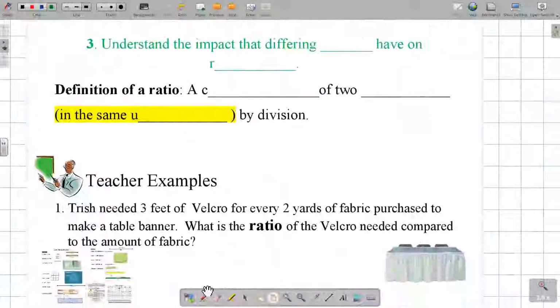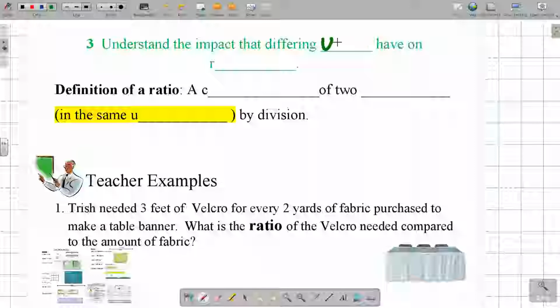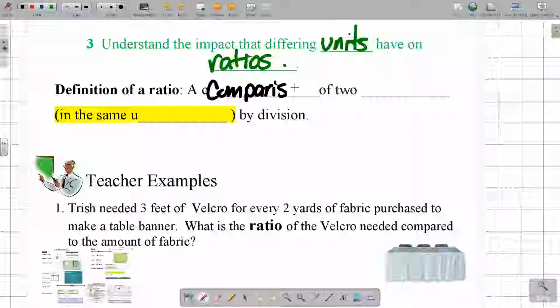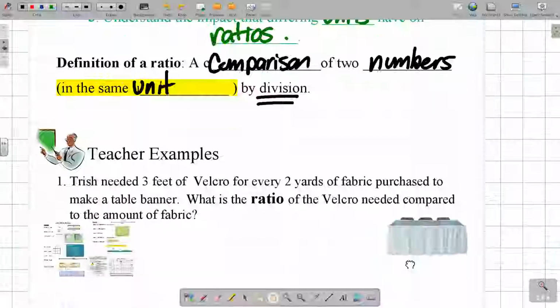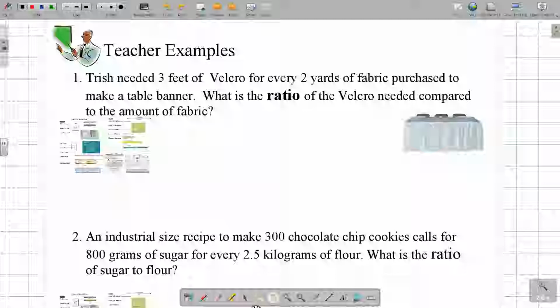Now, we're going to understand the effect that differing units have on ratios. Remember, the definition of a ratio is a comparison of 2 numbers. Here's an additional clarification: in the same unit, by division.